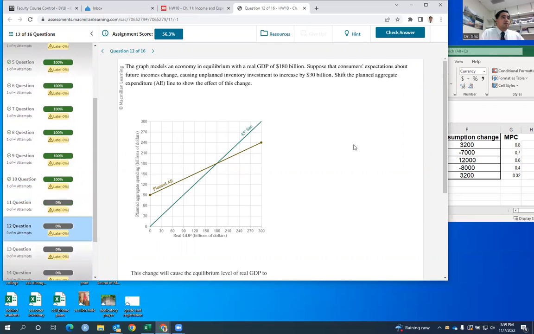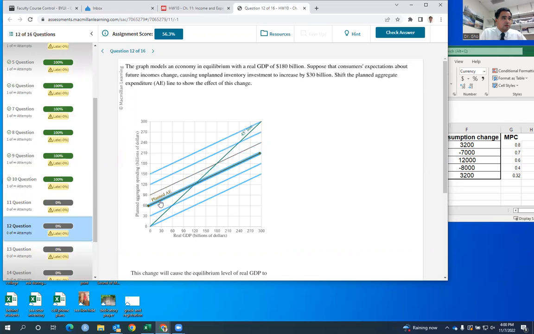Question number 12. This graph models an economy in equilibrium with a real GDP of 180 billion. Suppose that consumers' expectation about future income change, causing unplanned inventory investment to increase by 30 billion. So that's unplanned. Remember, unplanned inventory investment, that's negative. So let's go from 90 down to 60.